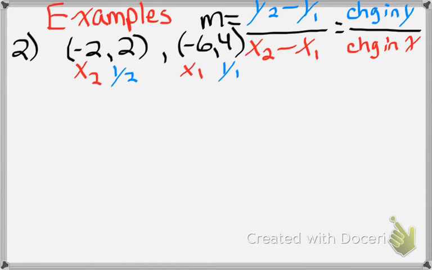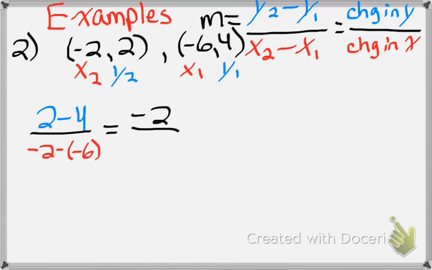Alright, so let's get them plugged in. You put 2 minus 4 on top. Well, 2 minus 4 is negative 2. And on bottom, you have negative 2 minus negative 6. Remember, when you minus a negative, that becomes plus a positive. So that's really saying negative 2 plus 6. Well, negative 2 plus 6, that's positive 4.